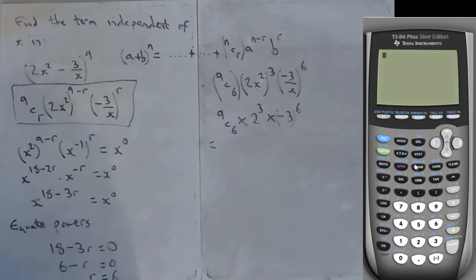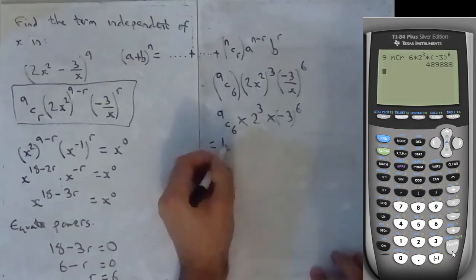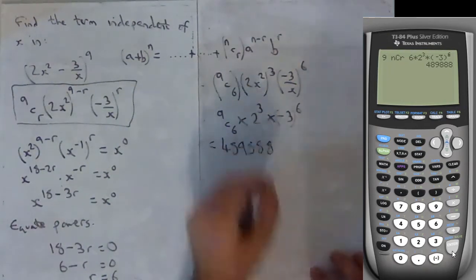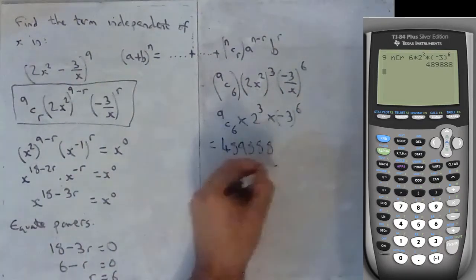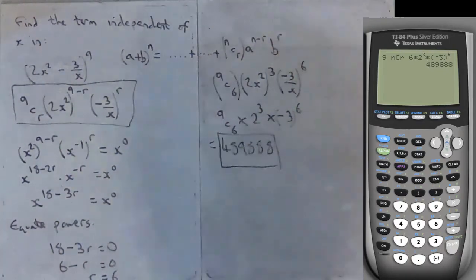So you're going to have 9C6, so 9, math, prob, nCr, 6, times 2 cubed times minus 3 to the power of 6 is 489888. Okay, so the answer is 489888.